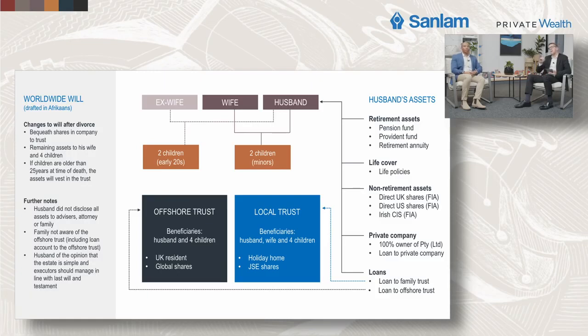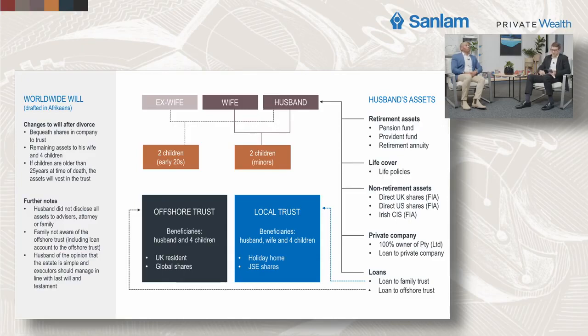Now, just as I look through this, post the divorce, there were some changes that were made. And let's just deal with this, because this is where things get a bit complicated. He's got 2 children that are minors still, and 2 children that are early 20s. So we can assume, because he's got that, if children are not older than 25 at the time of death, that the assets will vest in the trust. So we're talking about all other assets here, right? That's correct. So it's a worldwide will, so that means all of the assets.